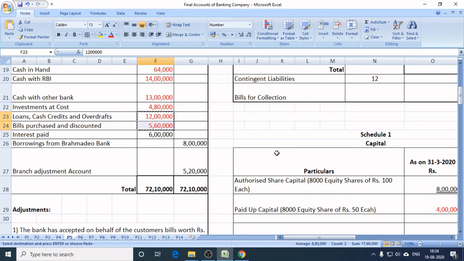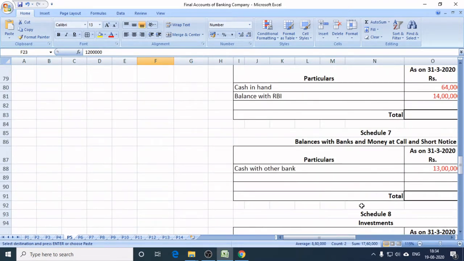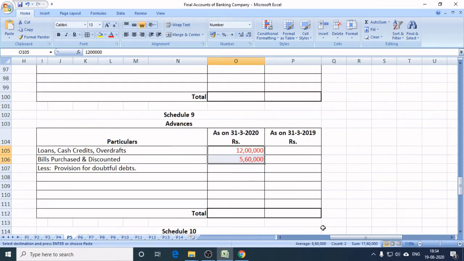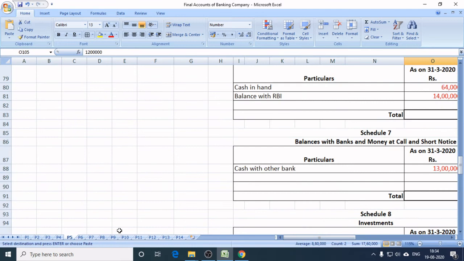So it will go under schedule number 9, advances. Here it will come here, 12 lakh and 5 lakh 60,000.